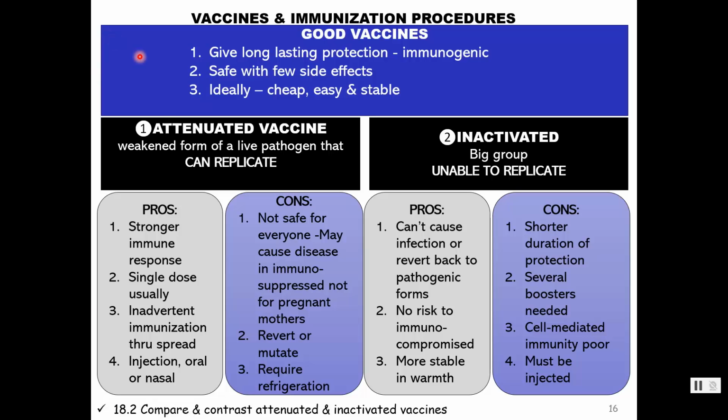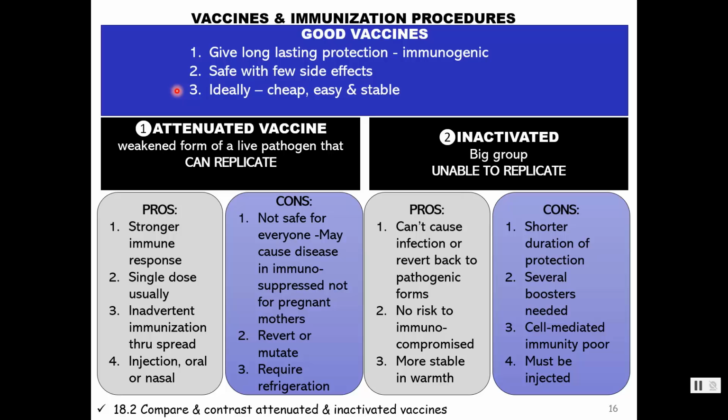If you think about a good vaccine, its goal is to give long-lasting protection. So that vaccine has to be immunogenic, and it's really going to stimulate the immune system to create those memory cells. It also needs to be safe with few side effects. We don't want it to be toxic, obviously. Ideally, it's cheap and easy to administer, and if you think about the global aspect, it's stable, doesn't require refrigeration, and doesn't have a short half-life.